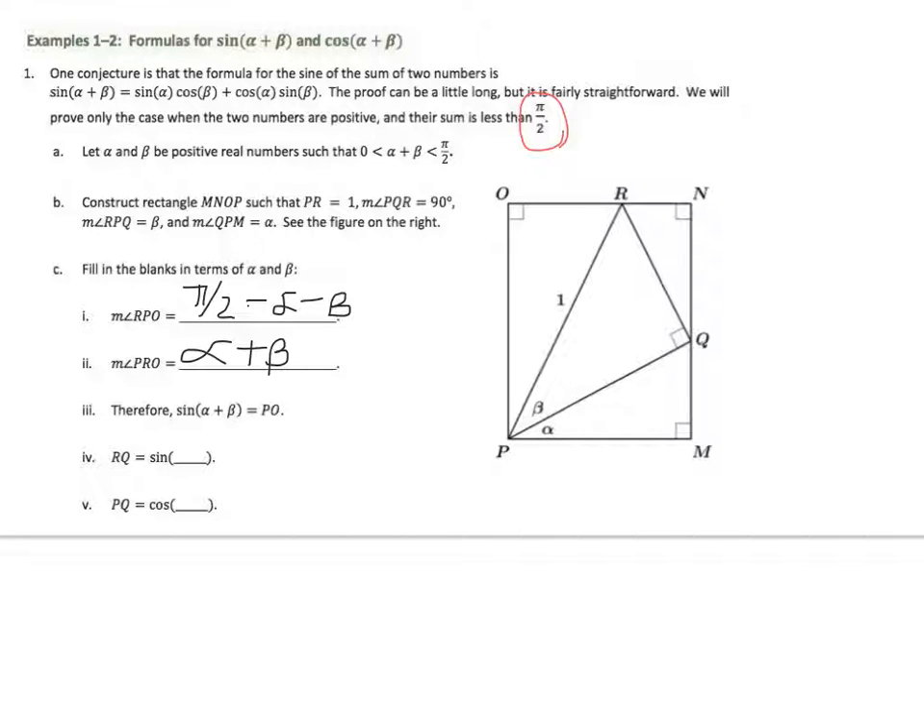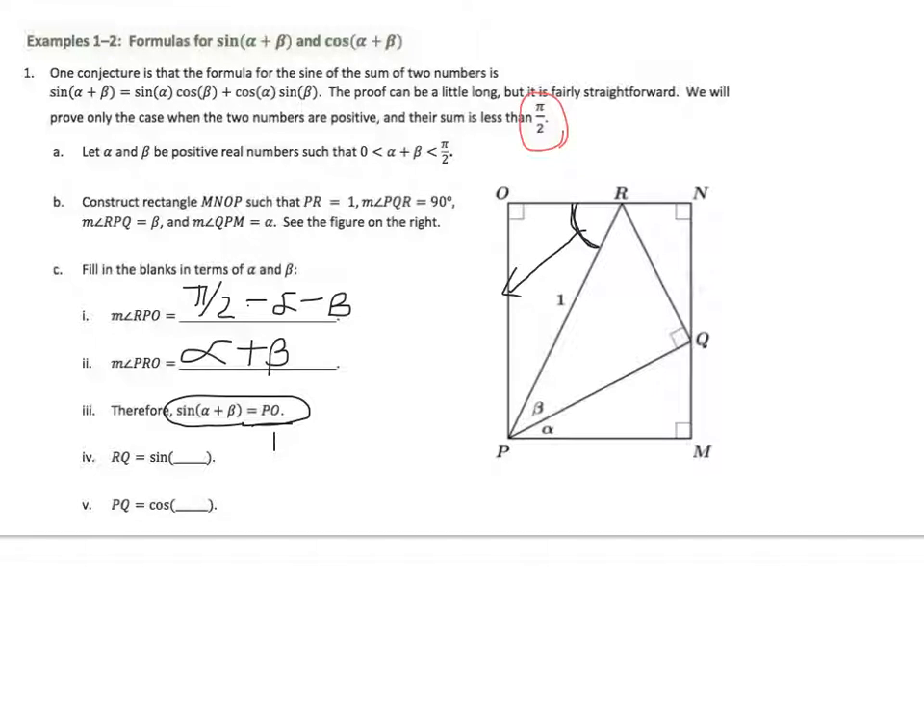Okay, so letter C, therefore sine of alpha plus beta equals PO. Let's look at that. We have alpha plus beta up here, because we just did that. And sine of alpha plus beta equals opposite over hypotenuse. So sine of alpha plus beta equals PO over 1, because my hypotenuse is labeled as 1, or just plain old PO.